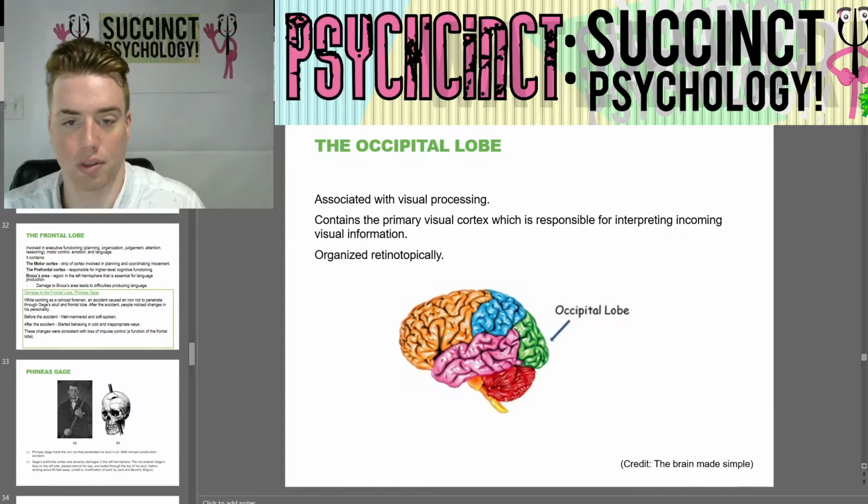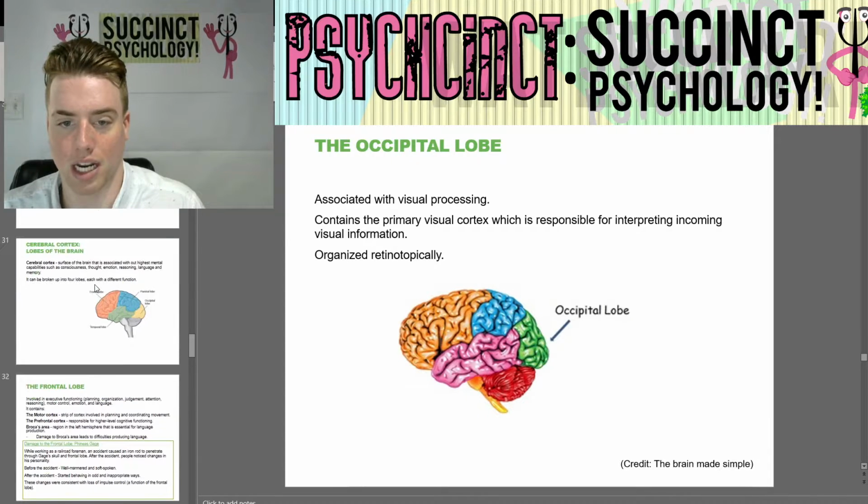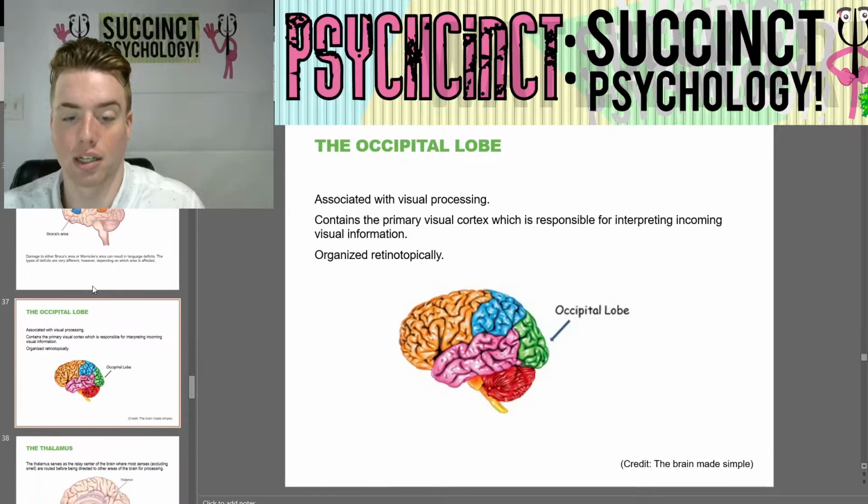Last time we were just going through all different parts of the brain, lobes, what they do, all that cool stuff, and so we're going to continue going through that because there's a lot of parts in the brain, so it's very in-depth here.